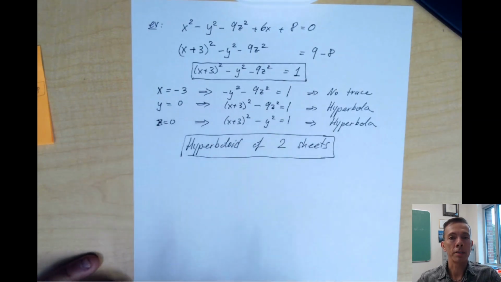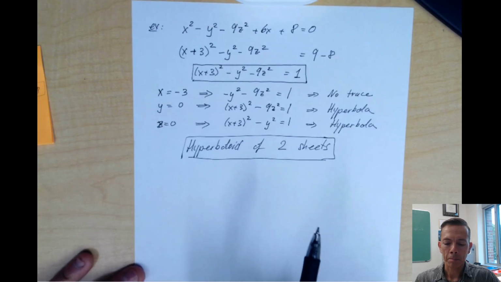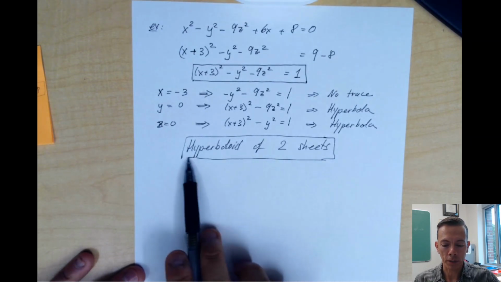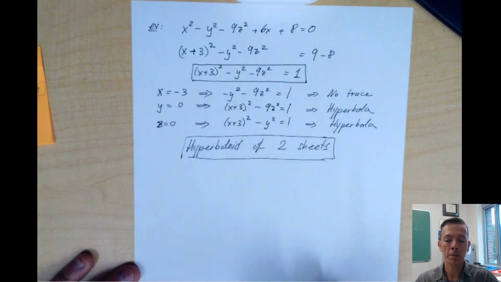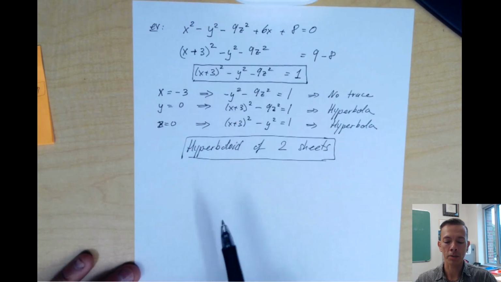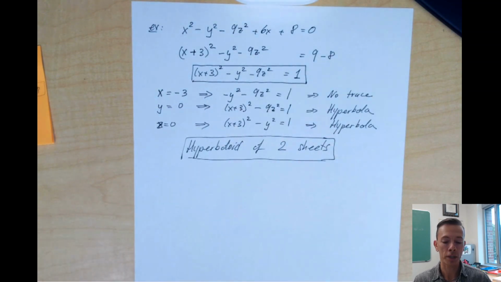You can sketch this if you want, but I'm not going to require that you sketch something. This is a little bit more complicated to sketch. Hyperboloids are complicated, especially when they're translated. So in this case, we're just going to be satisfied by identifying the fact that it's a hyperboloid of 2 sheets.